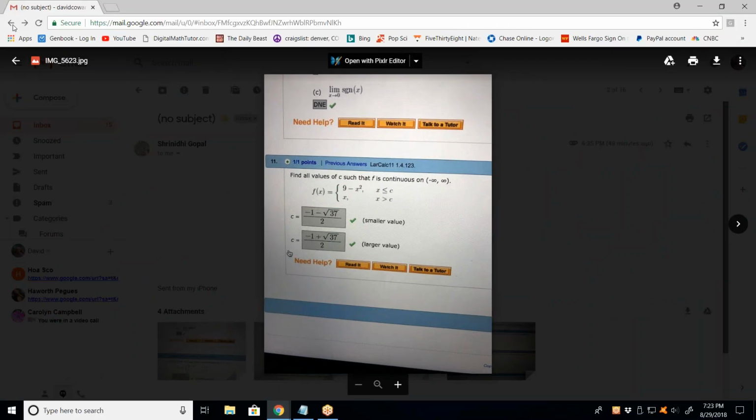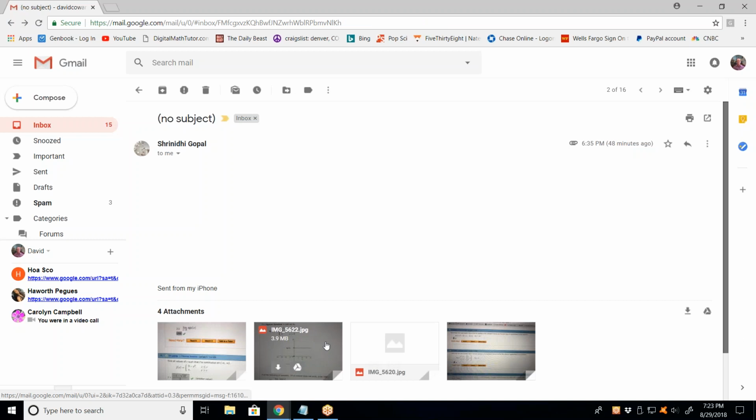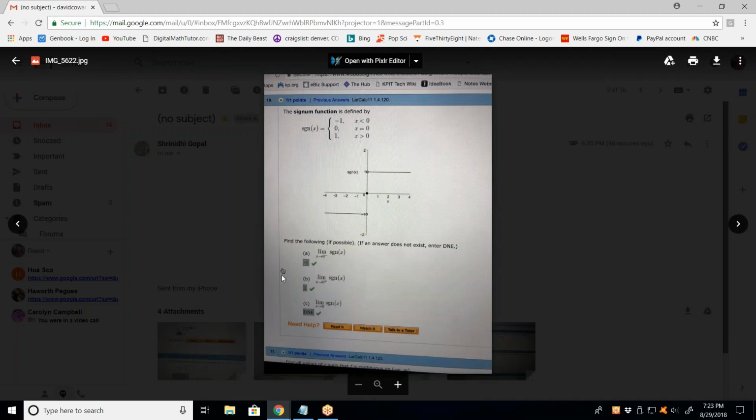All right, next page. The Signum function. Wow, I've never heard that term. Me neither. That really is funny. It looks a little bit like a greatest integer function. Yeah, that's what I thought. It's not quite the greatest integer function, but find the following if possible.